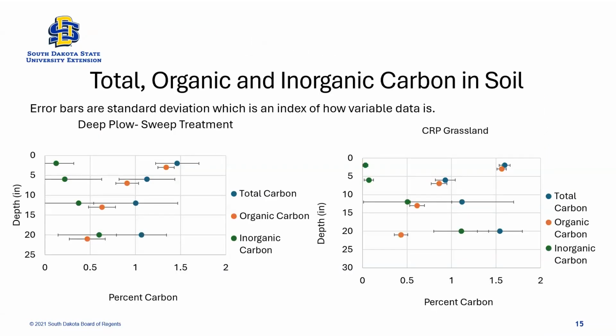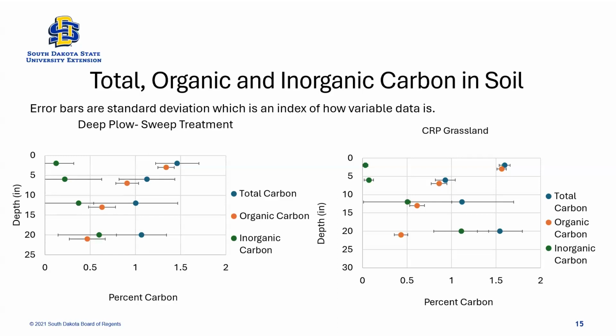So here are graphs of total carbon, organic carbon, and inorganic carbon that I measured at the different depths. Near the surface, in the plowed treatment and in the grassland, almost all the total carbon is organic carbon. Going down with depth, at the deepest depth that we sampled, very little of the carbon was organic carbon, and most of the carbon was inorganic carbon.